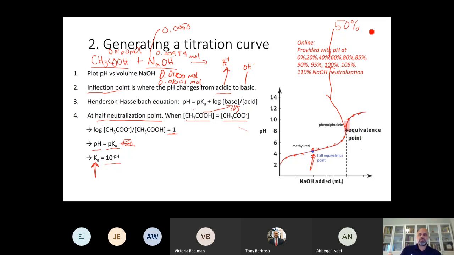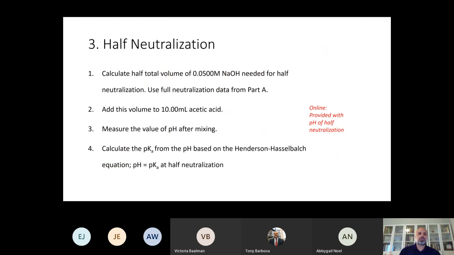So since we didn't pick 50%, we could have run this reaction right from the get-go and arbitrarily picked any percentages we wanted all the way along the way. And then at the end, once we determined our equivalence point, we could calculate the half equivalence point and calculate our Ka. In this example, we're using the exact halfway point that we determined from part A, right?